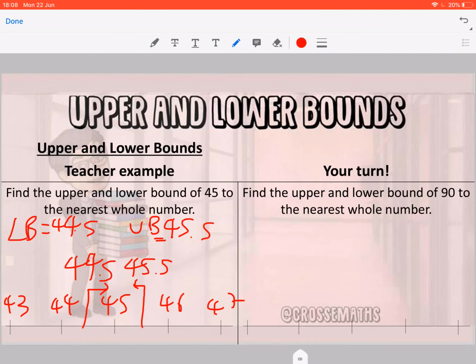Right then, so find the upper and lower bound of 90 to the nearest whole number. Similar thing to what we did with 45. The lower bound, the lowest it could be, is 89.5 if it's rounded to the nearest whole number. Remember, we're dealing with decimal places now. The upper bound could be anywhere up to 90.5.